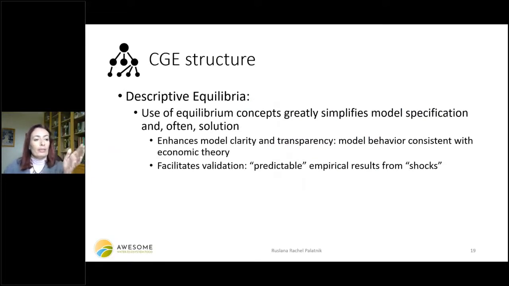Now, the CGE has a descriptive equilibrium. Okay, what does it mean? We use the equilibrium concepts, which greatly simplify model specification and often also the solution. Okay? It enhances the model clarity and transparency because model behavior is consistent, as I said, with the economic theory. And it facilitates the validation of predictable empirical results from the shocks.